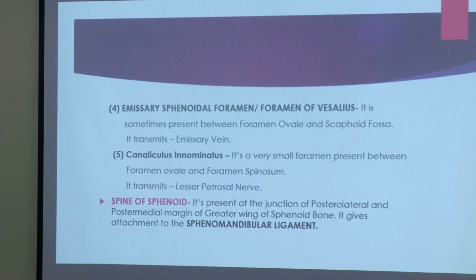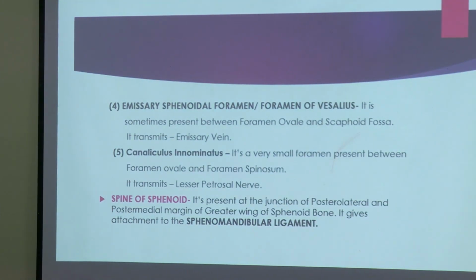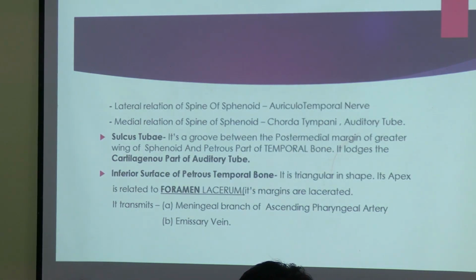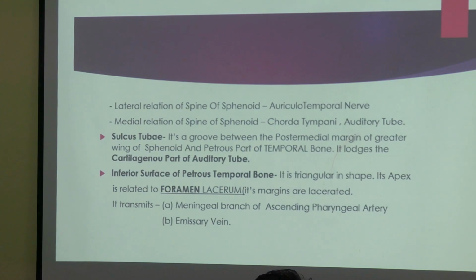I have told you about the spine of sphenoid. Where this posterolateral and posteromedial border join, they form the spine of sphenoid. It is having relations, lateral and medial. On its lateral aspect, it is the auriculotemporal nerve, something related to the ear. On its medial aspect, chorda tympani and auditory tube.